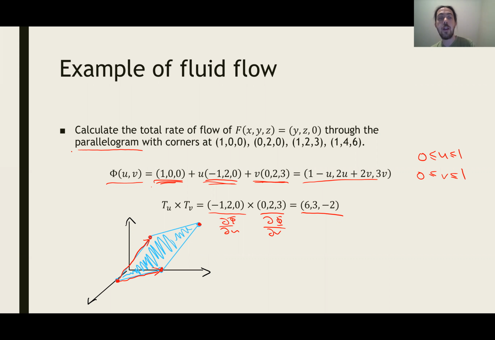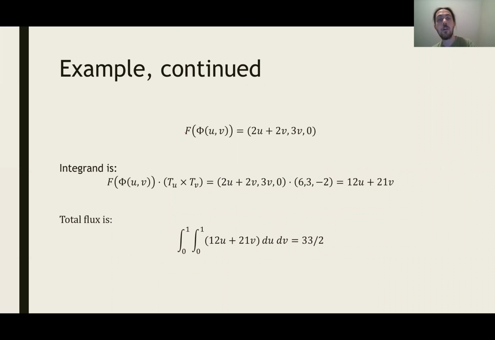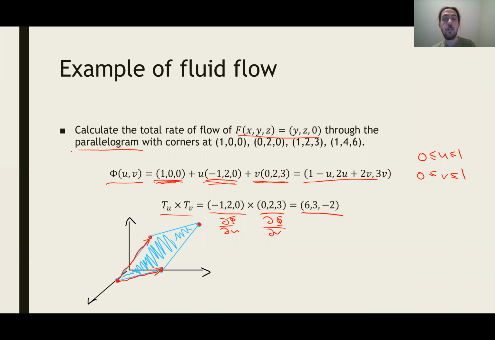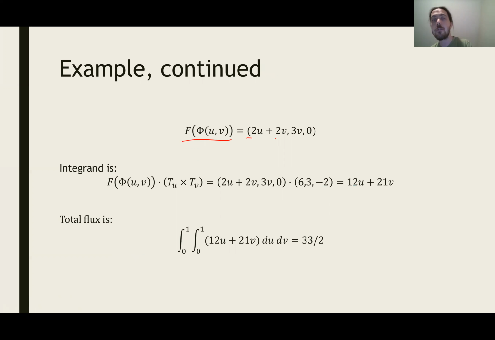So now that we have this, we also have our vector field, F of x, y, z is equal to (y, z, 0). We can get on with the process of calculating the total flow through the surface. So we take F of phi of (u, v). We plug this formula for phi of u, v into this formula for our vector field, and it gives us this formula, (2u plus 2v, 3v, 0).